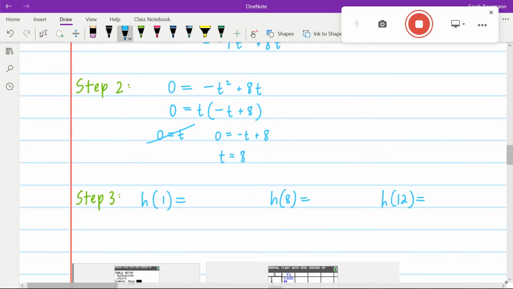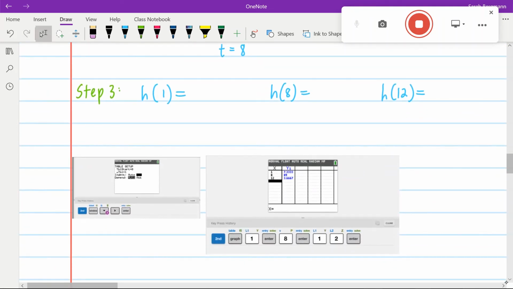Since I already have this function plugged in and programmed into my calculator under y1, I made sure that my table is set up as independent variable on ask and dependent variable on auto. And then I could plug in my 3 values for the x value, and I can see my heights right here rather than going through and plugging these numbers in one by one. So I see that h of 1 is equal to 7.3 repeating, h of 8 is equal to 89, and h of 12 is equal to 3.6 repeating.